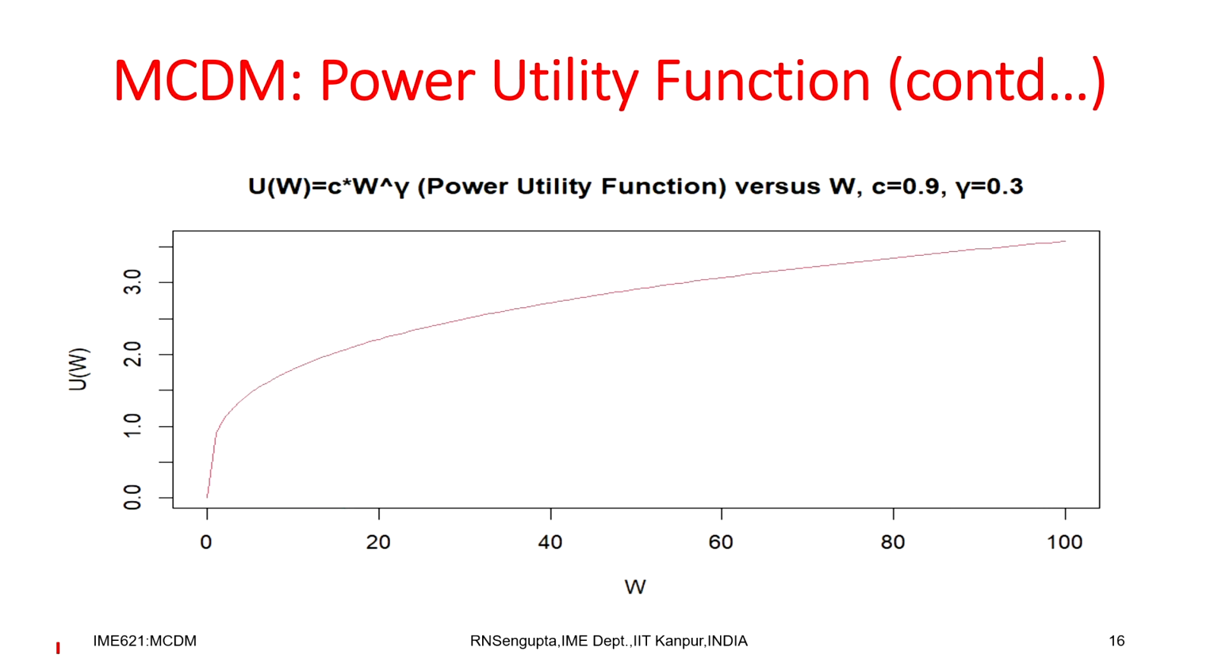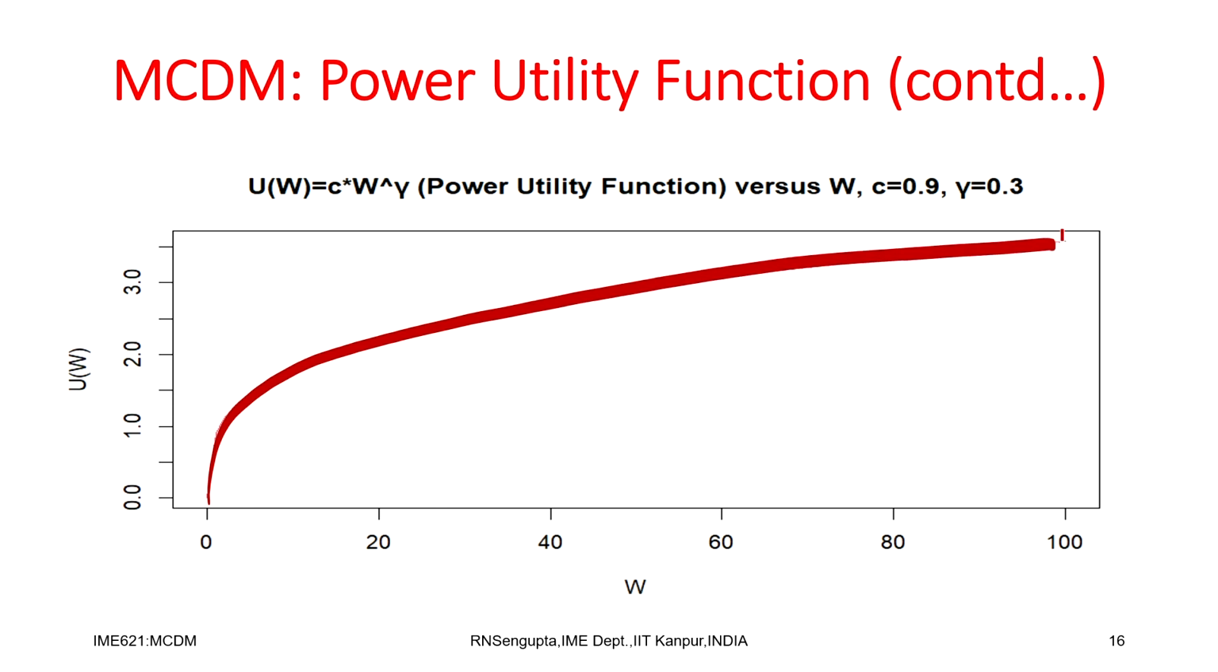So, the first fact is only the utility function, which is the power utility function C W to the power gamma with a C value of 0.9, gamma of 0.3, W being plotted along the x axis, only U being plotted along the y axis, and this is the graph we have seen. Now, let us come to the other two derivatives, A prime and R prime.